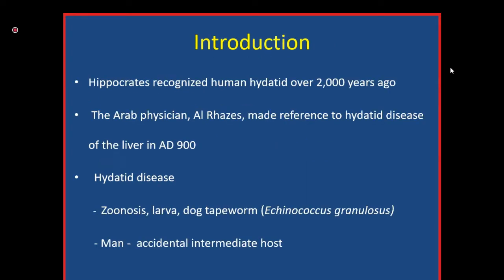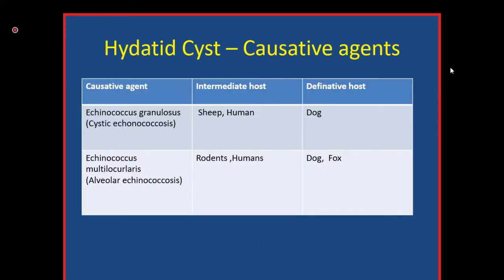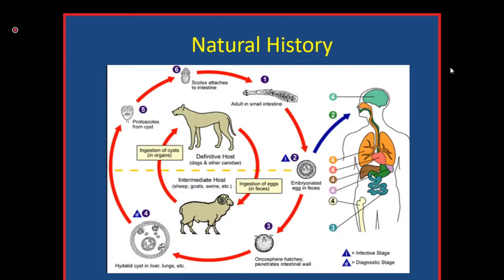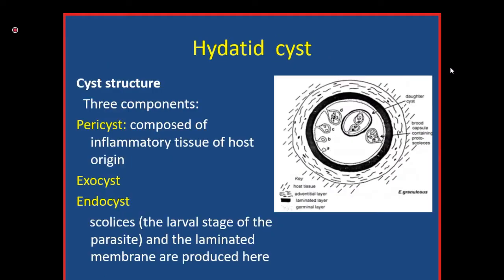As we all know, hydatid is a known zoonotic disease which is mainly caused by Echinococcus granulosus and multilocularis. In both of these, humans act as an intermediate host. Dog is a definitive host. Here you can see the sheep. Mainly, man is an accidental intermediate host. As such, the definitive host is a dog, and the intermediate host is sheep and goats. The embryonated eggs in the feces are the infective forms.